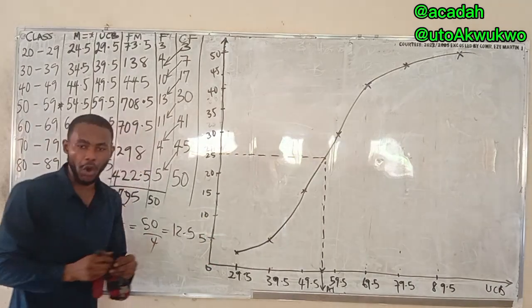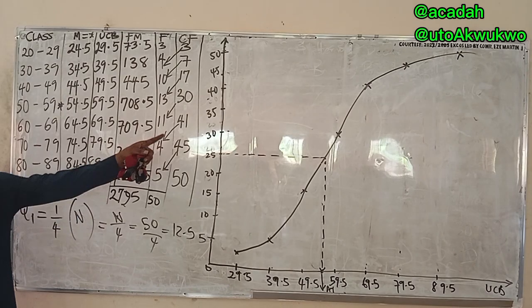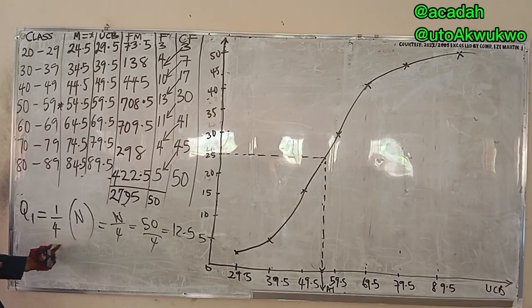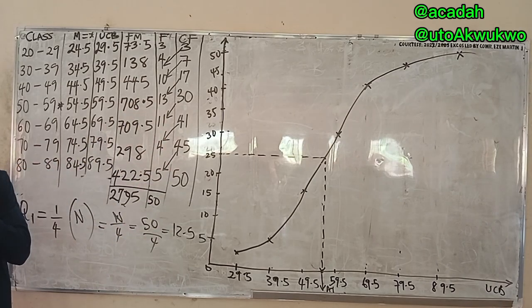So apart from mode, every other thing you need to find will always require you to know your cumulative frequency curve. Histogram, you can use histogram to get median, but you can't use it to start doing quartile to break it down. That's why I said cumulative frequency curve is the one you use to get everything.